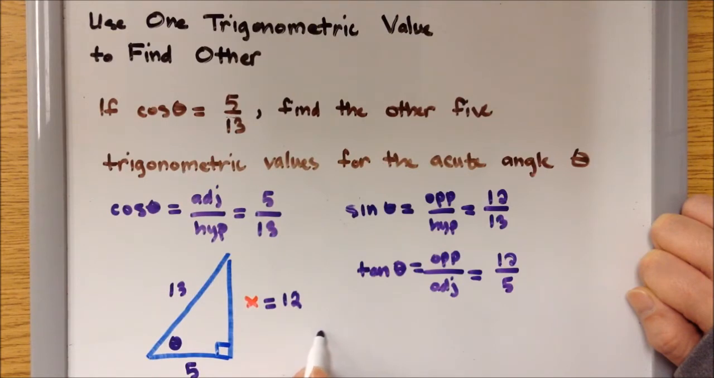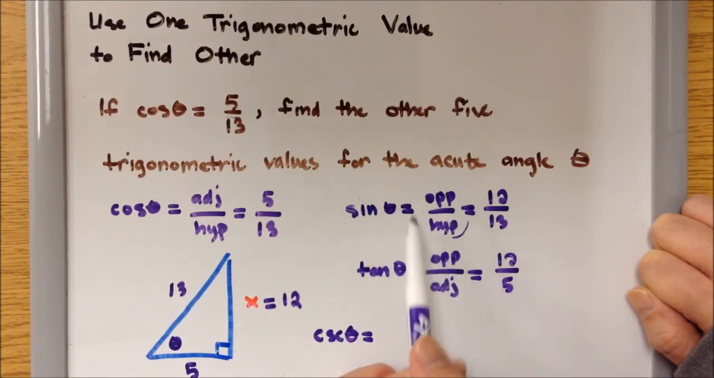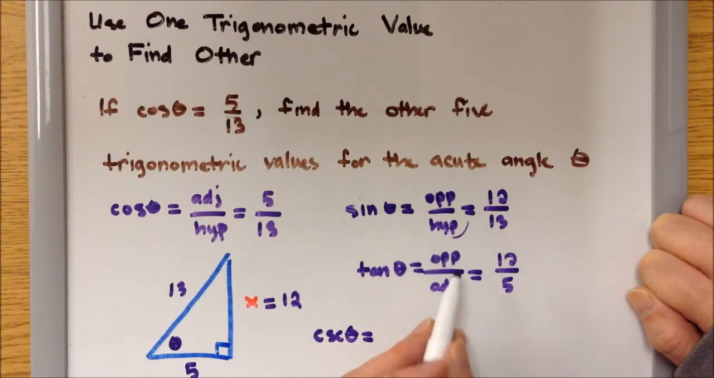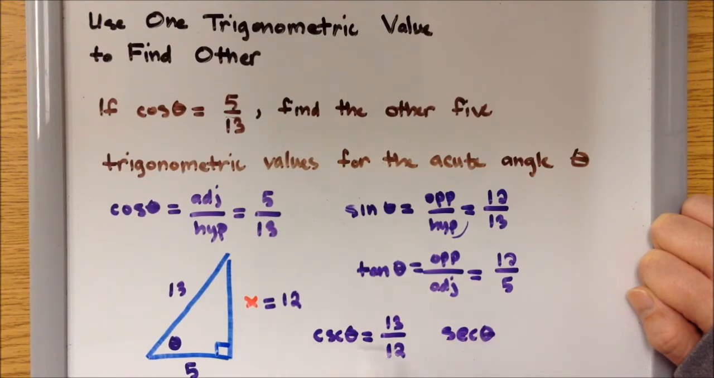Now, cosecant theta is related to sine theta, meaning the reciprocal or flip of this. So hypotenuse is on the top, which is 13, and then the opposite is now on the bottom, which is 12. Secant theta is related to cosine theta, so basically the flip version of it, the reciprocal. So hypotenuse is on the top, which is 13, over the adjacent side, which is now 5 on the bottom.